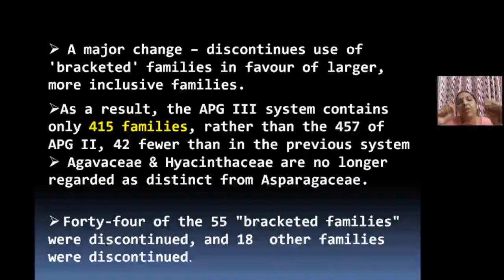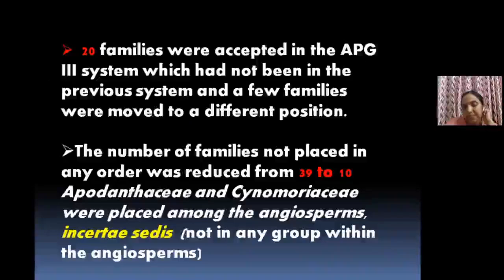And the number of families reduced, and the number of those outside bracketed families are discontinued. Now, 20 families were accepted in the APG 3 system that were not in the previous system, and a few families were moved to different positions. That means some 20 families are not there in the other system, APG 3, but are accepted in this system. So, 20 families are new here.